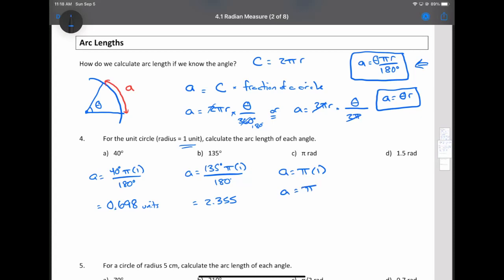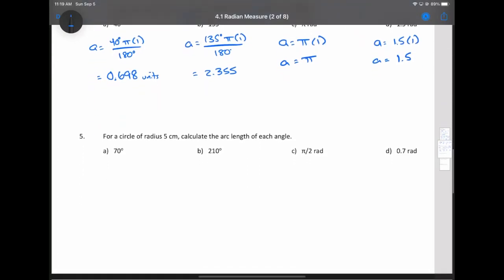Perfect. The whole idea of an arc length is that the arc length is equal to the radian measure times radius, of course. And likewise, if we go over here, this equals 1.5 r. So the arc length is just 1.5 units. Okay, so we can definitely see why radian measures are prettier when it comes to doing things with arc lengths.